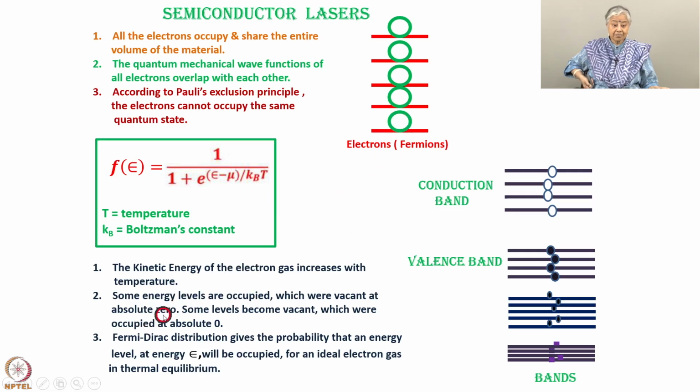That is given by the Fermi-Dirac distribution. The Fermi-Dirac distribution gives the probability that an energy level at an energy E will be occupied for an ideal electron gas in thermal equilibrium. I have written E this way so that you do not get confused with E, which was given in previous lectures and is related to the electric field. So, my Fermi-Dirac distribution is giving me the probability that the electrons will occupy these states.